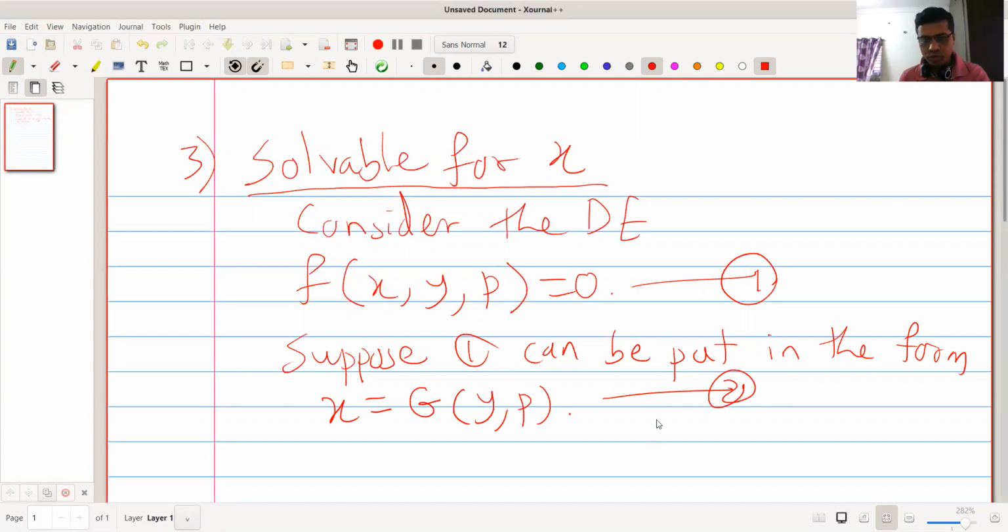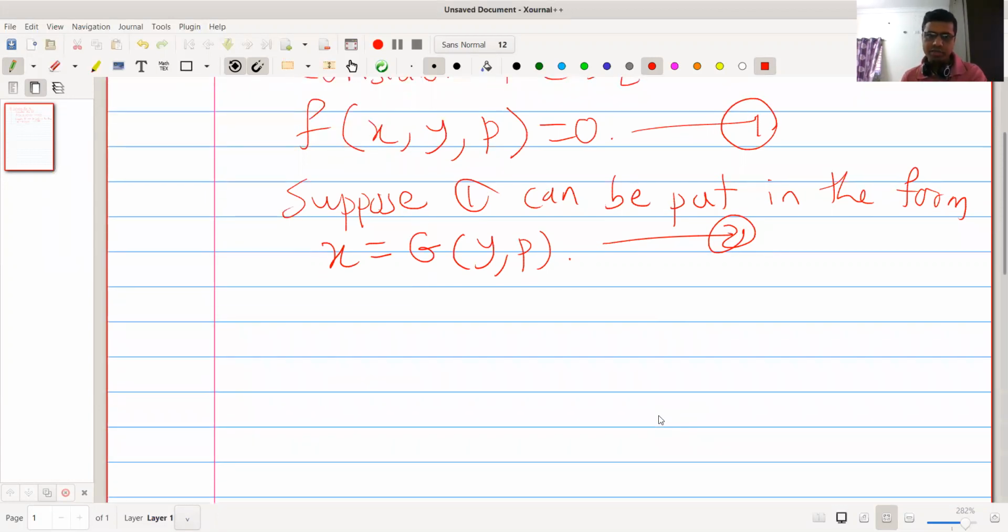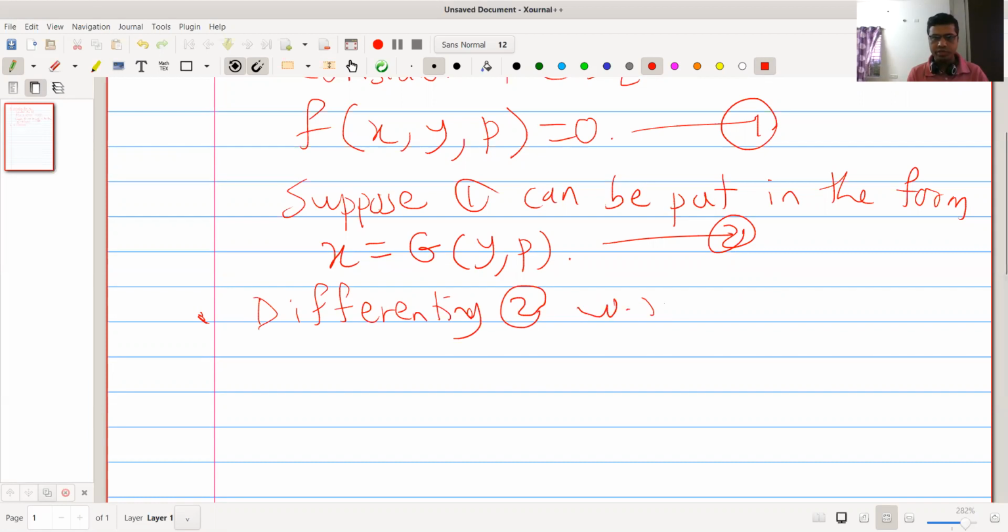Now the procedure is analogous. In the previous case, we were differentiating with respect to x. Now we differentiate this with respect to y. Okay. So first step is differentiating 2 with respect to y.